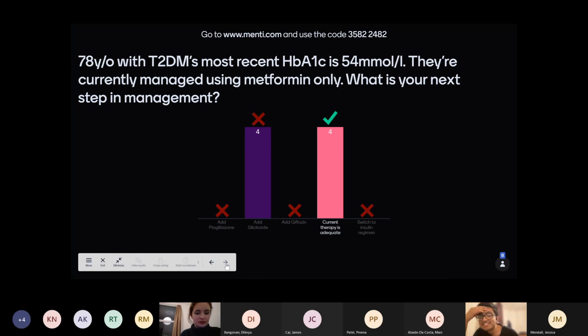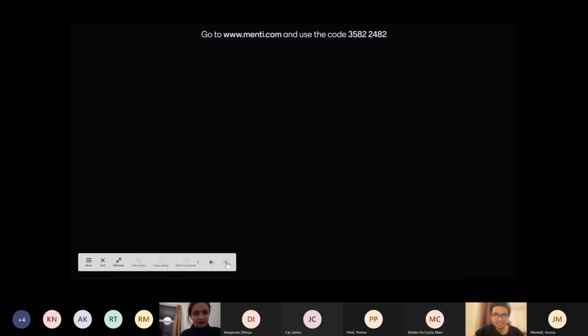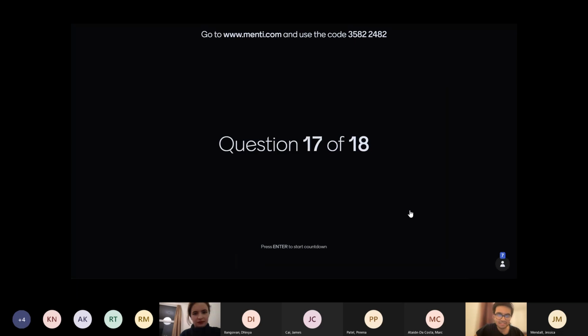The correct answer is current therapy is adequate, because what is the cutoff before you add a second drug? Anyone? 58. Great, 58. Yeah, that's the learning point. Right. Next question. Last 2. Oh, look, it's almost exactly the same question with 2 things changed. This is another UCL move.